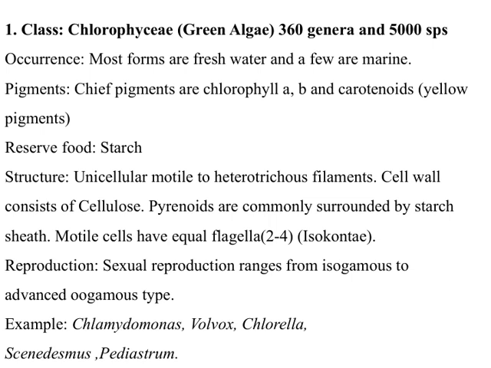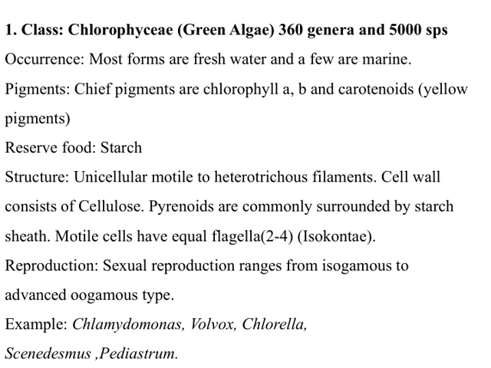Reproductively, they have a range of sexual methods, from isogamous, where gametes are similar, to more advanced oogamous types, involving a large, non-motile egg and motile sperm. Some well-known examples of this group include Chlamydomonas, Volvox, Chlorella, Scenedesmus, and Pediastrum, each illustrating different aspects of their diversity and adaptations.